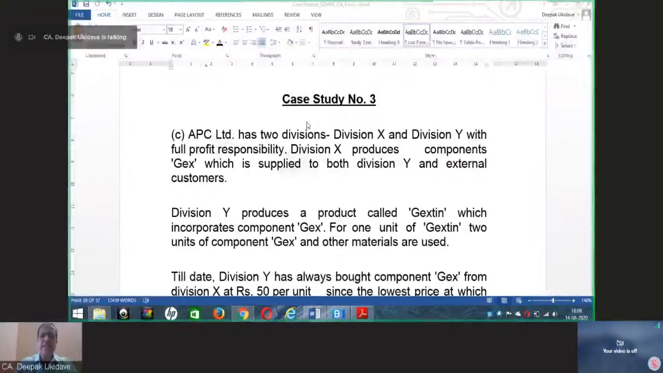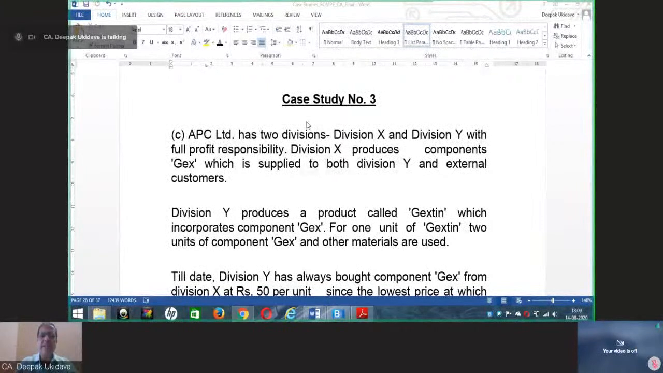Right? Now the question arises: whenever there is a conflict, Division Y manager wants this to be transferred at 47, not at 50. Division X manager is reluctant to transfer at 47. Some cost data is given to you, so the following additional information is made available. You are given the component Jex and the product Jextin. Purposely I have used the word component because it is a raw material, and this is the finished product. So Division X is supplying this component to Division Y. Division Y is manufacturing Jextin out of this and selling it in the external market. So by this time you have understood the business model.